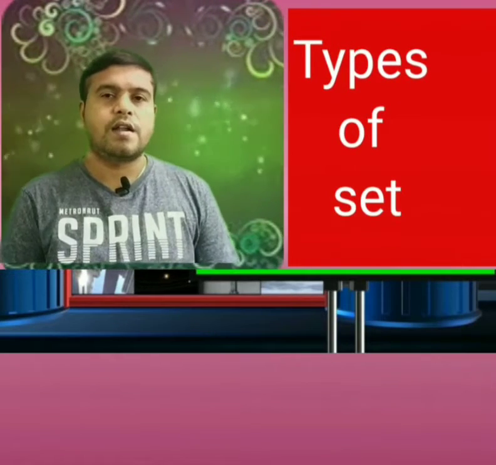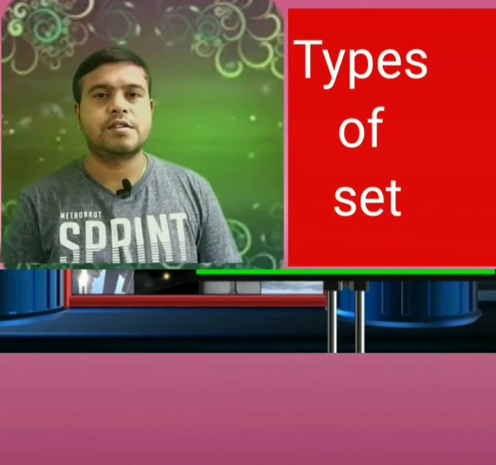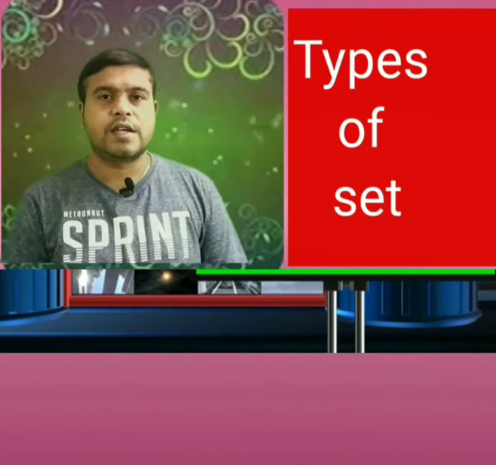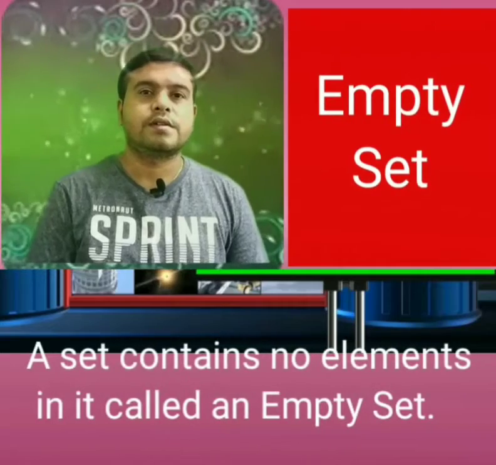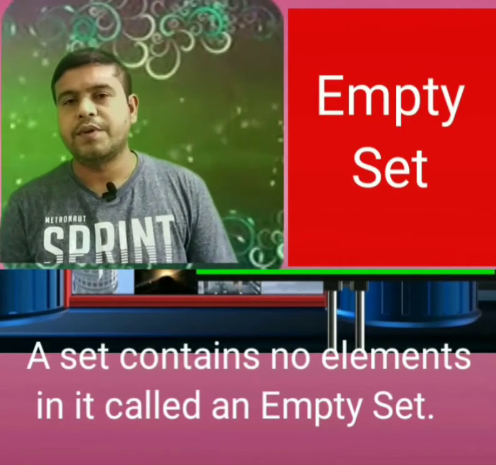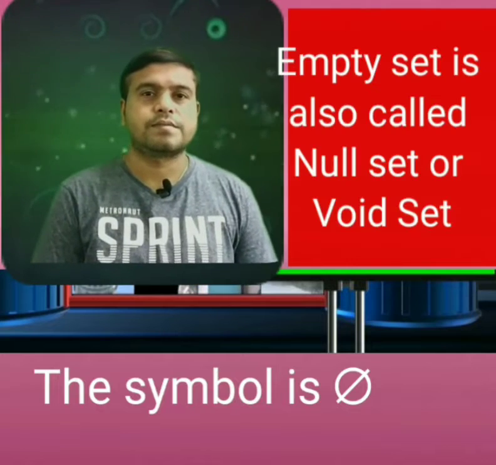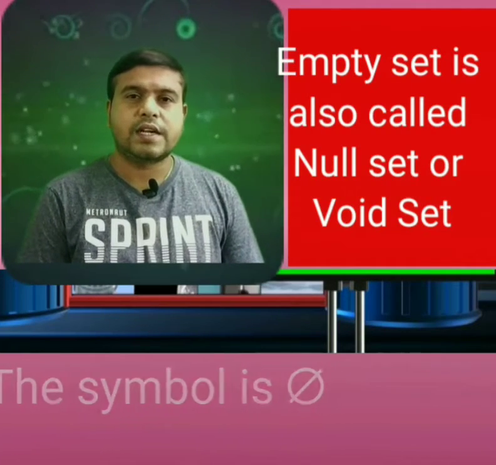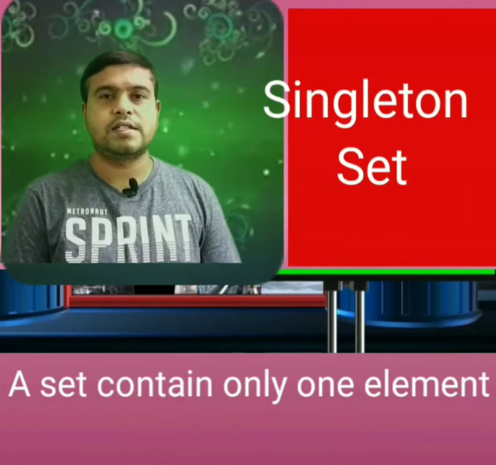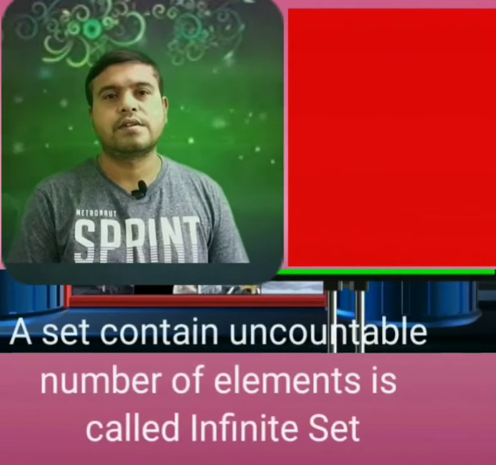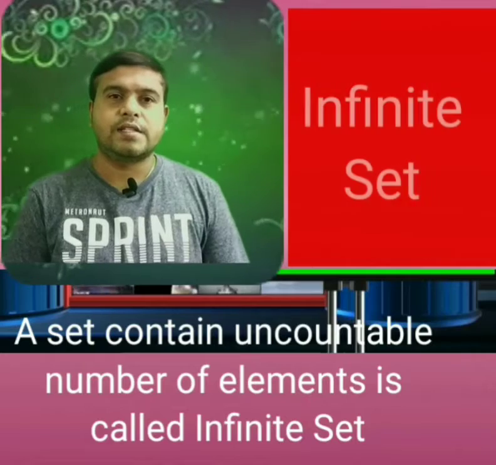Based on the cardinal number of a set, we can classify sets. If the set contains no element, then it is called an empty set. It is also called a null set. A set containing only one element is called a singleton set.